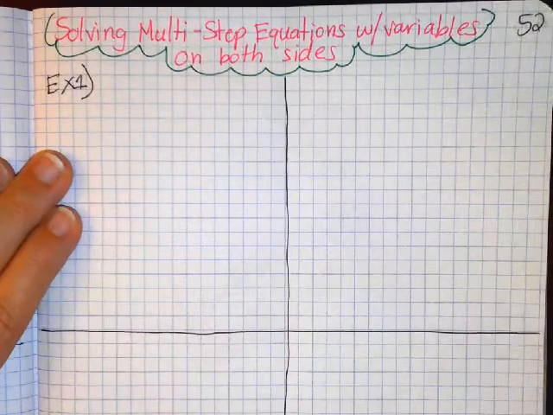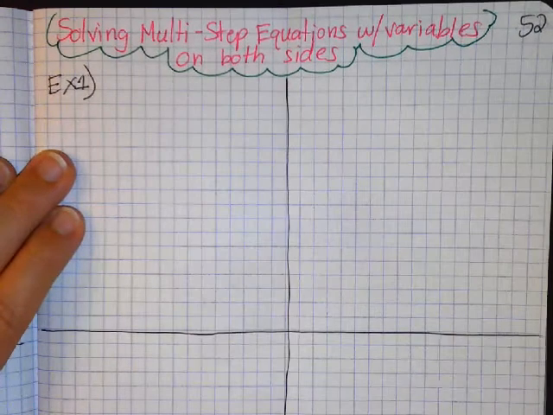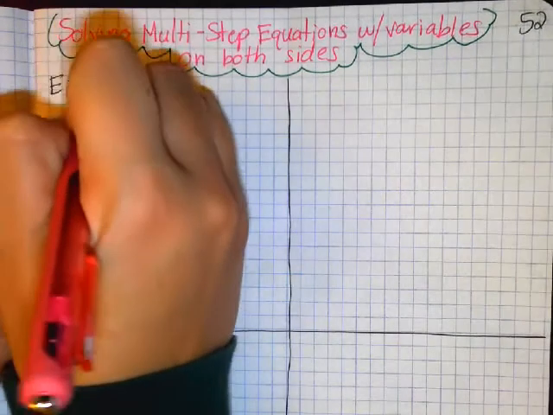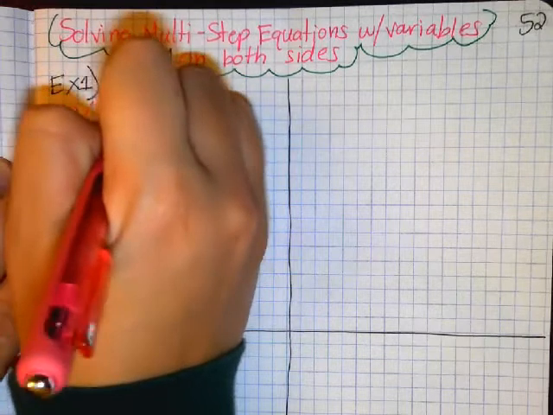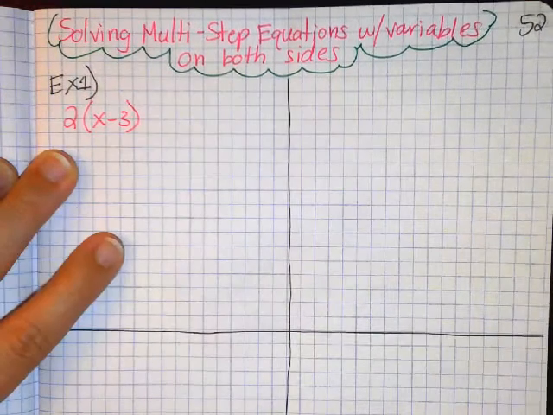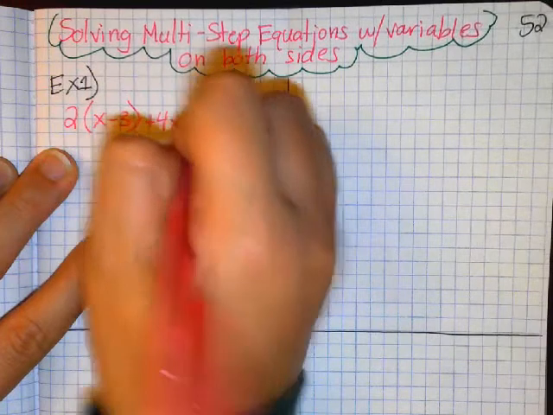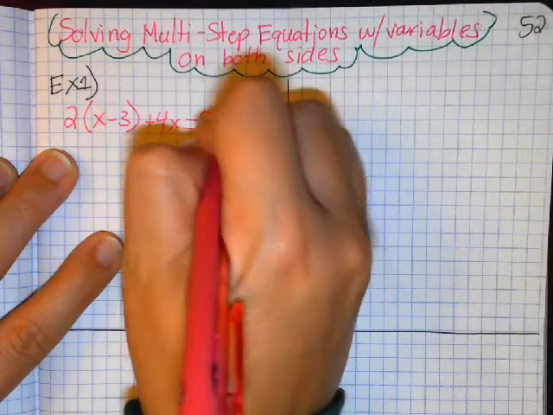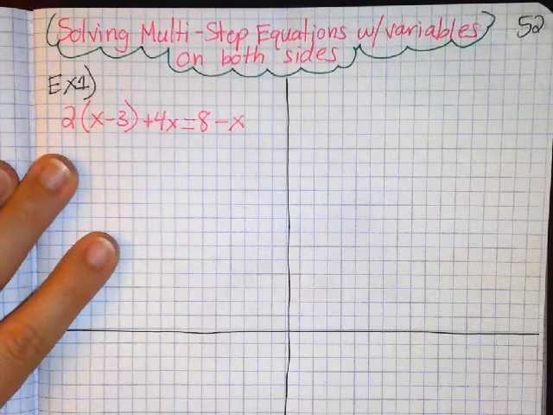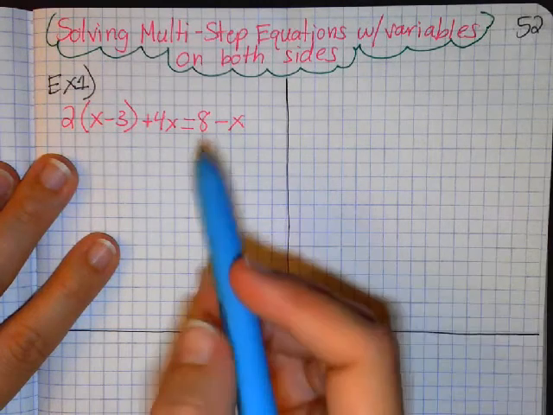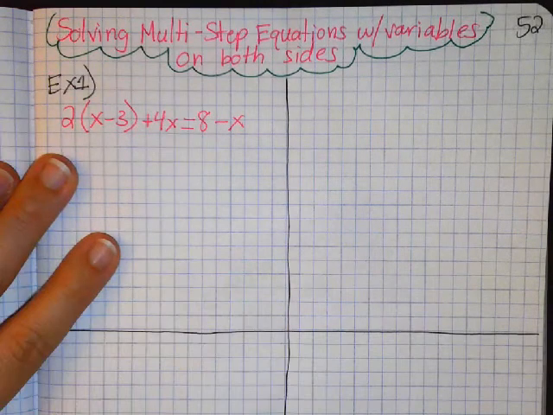Example 1. I have 2 parentheses x minus 3 plus 4x, and that is equal to 8 minus x. There's a lot going on here. So we're going to start with my left side.